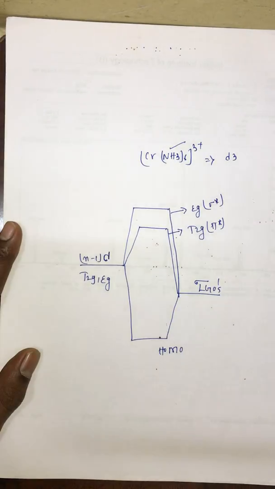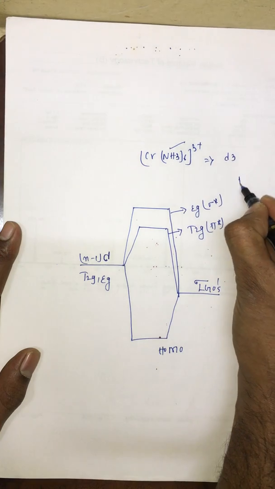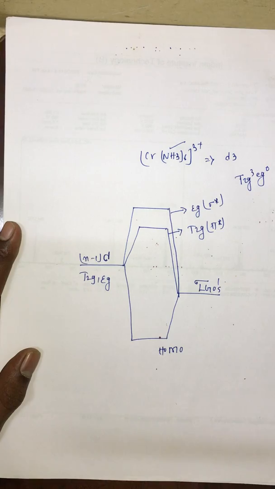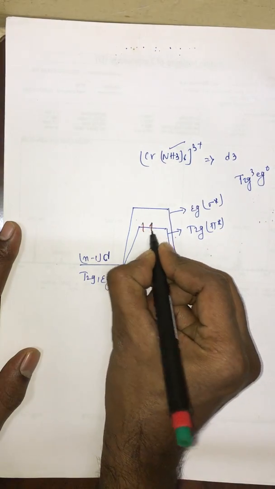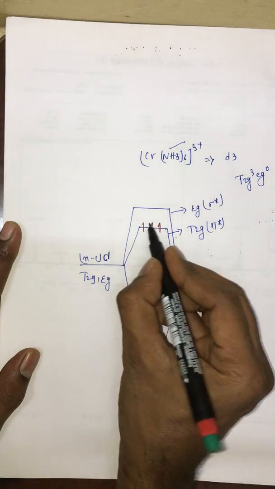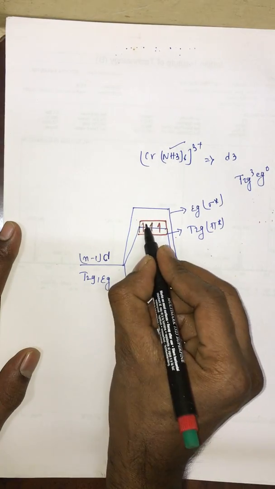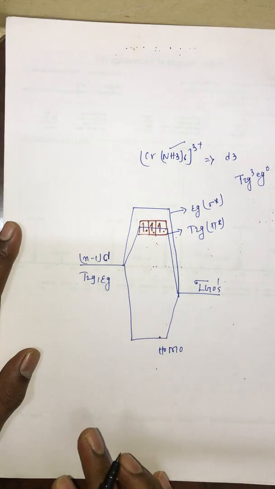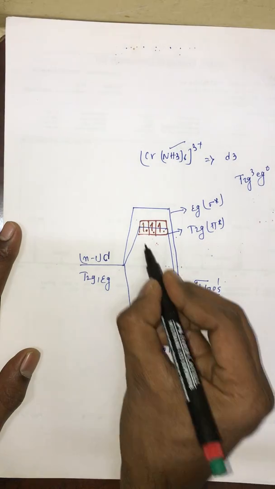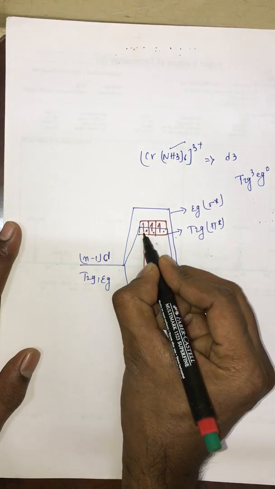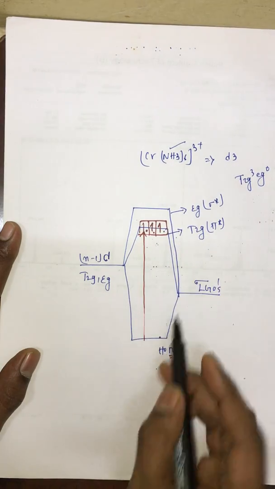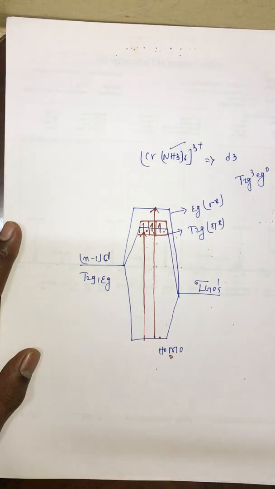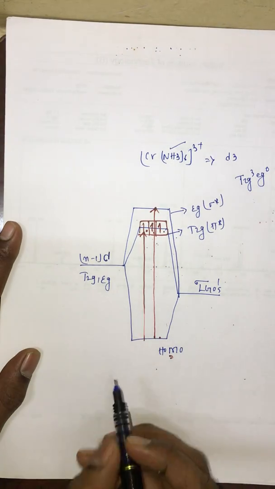Now we have D3 configuration. D3 means T2g3 Eg 0, and here we have 1 2 3. And now see, in the T2g orbital also we have a vacancy. So here one vacancy. So here one transition is possible from the HOMO orbital to T2g. Another transition is possible from HOMO to Eg, and in this case we will get two transitions.